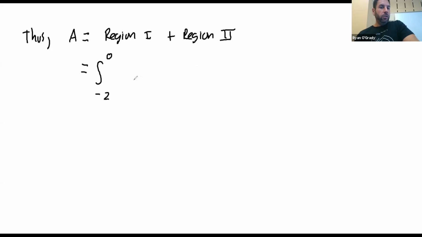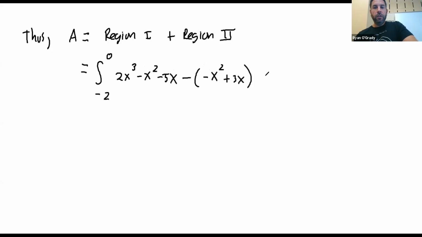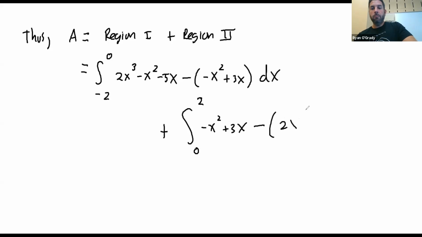So what is region 1? Well, that is the integral from -2 to 0. And what was the top function? Well, remember, the top was the cubic. So the cubic was 2x cubed minus x squared minus 5x. And then you have to subtract off the bottom, which was the quadratic, and that was minus x squared plus 3x. So that's the first integral. And then this is plus the second integral, which will be from 0 to 2. And now we have to flip them. It will be -x squared plus 3x minus the bottom, which was the cubic now.